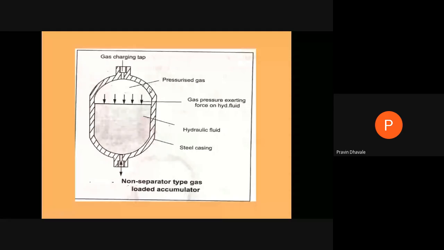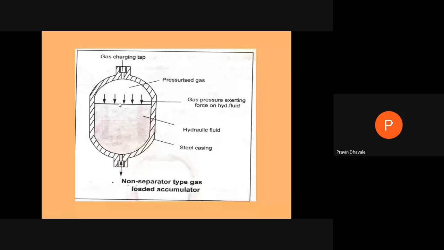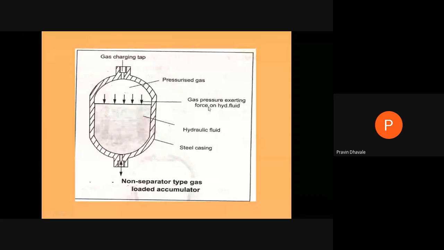There will be less possibility of mixing of this gas with the oil. As far as possible, we choose the oil and the gas in such a way that they cannot be mixed with each other. So both are immiscible. Whatever the gas pressure, it exerts force on the hydraulic fluid.